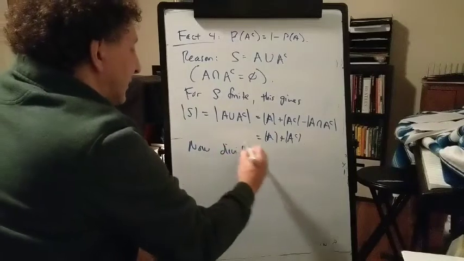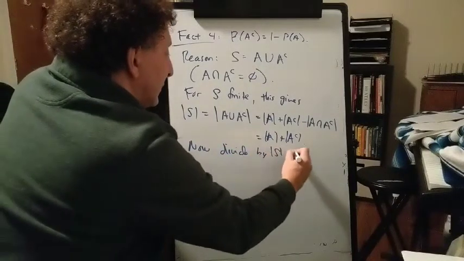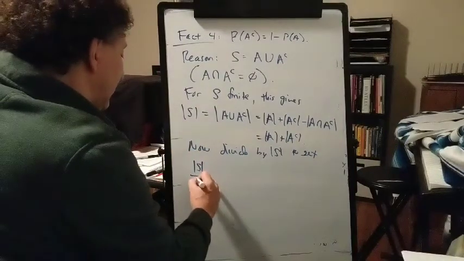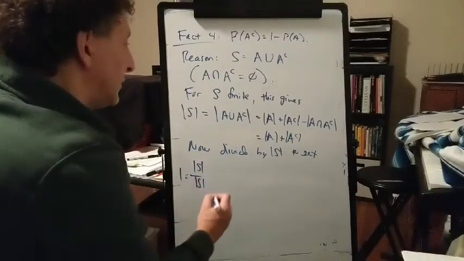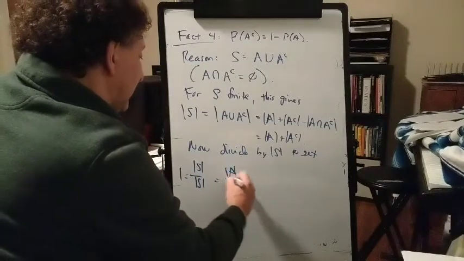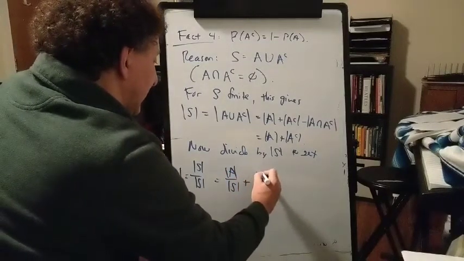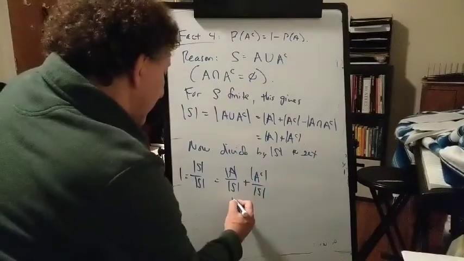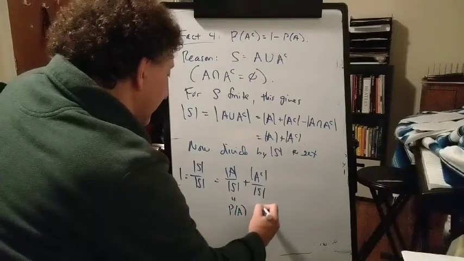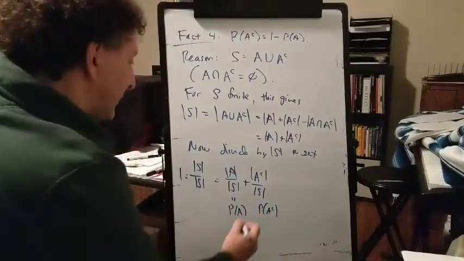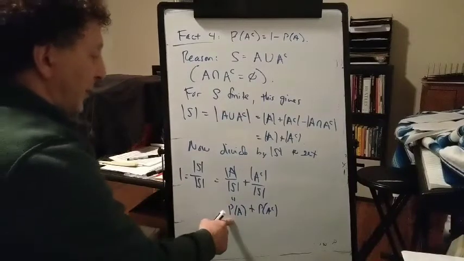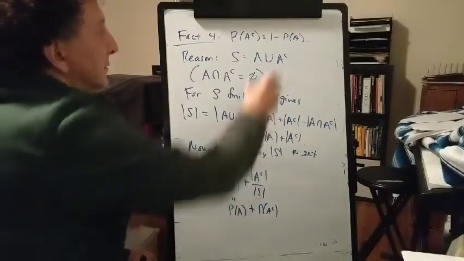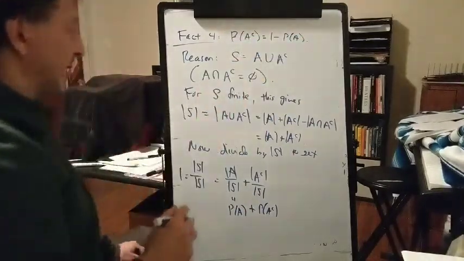Now let's divide by cardinality of S to get cardinality of S over cardinality of S, which is 1, equals cardinality of A over cardinality of S plus cardinality of A complement over S. And this is probability of A, and this is probability of A complement. So 1 equals probability of A plus probability of A complement, which is basically what this is saying. If we just add probability of A to both sides, that's exactly what it says.